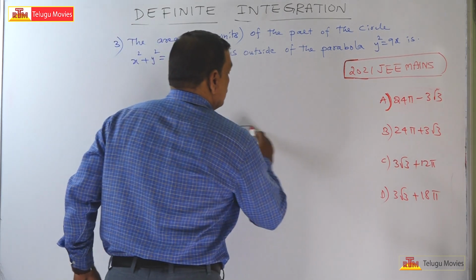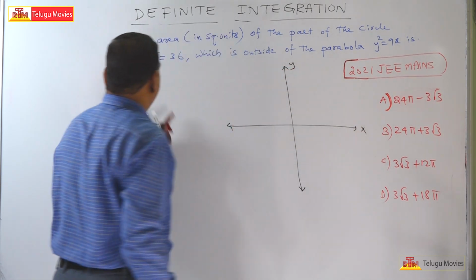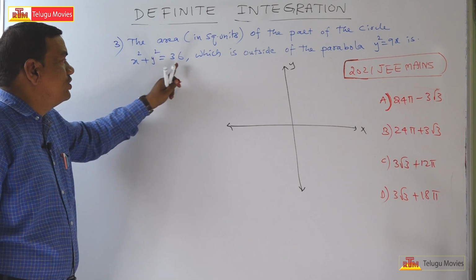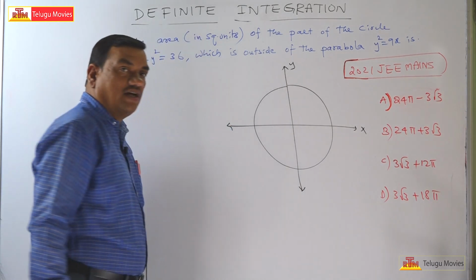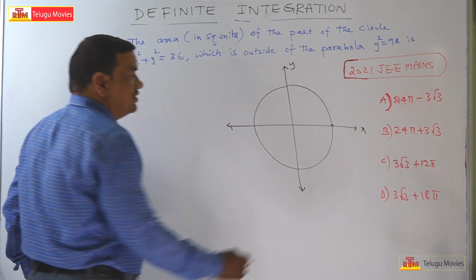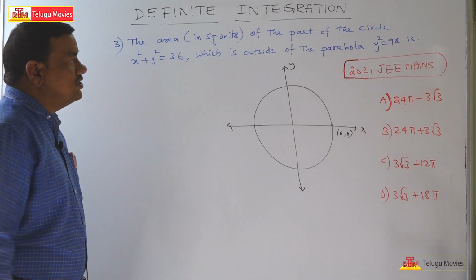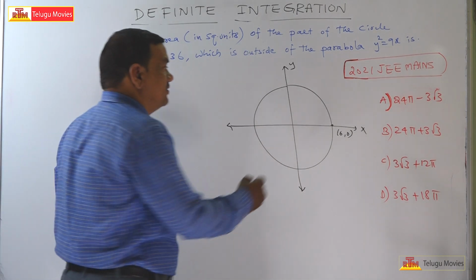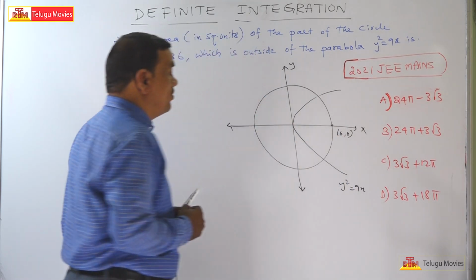So here clearly this is the x axis and this is the y axis. x square plus y square is equal to 36. The center is 0 comma 0, radius is 6. So this is a circle with center 0 comma 0, radius equal to 6, that is this point is 6 comma 0. Now, y square is equal to 9x is a parabola passing through the origin, lying entirely in the first and fourth quadrants, that is everybody knows that. So this is the parabola y square is equal to 9x.